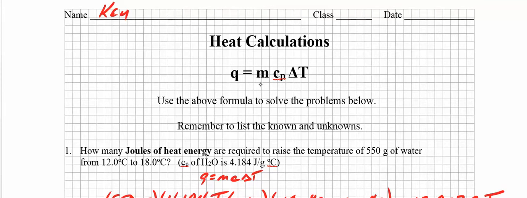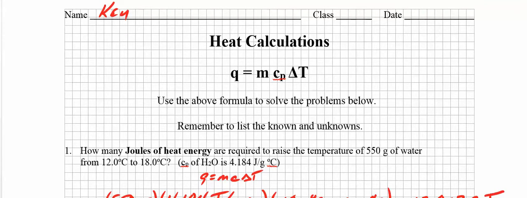M is the mass of that substance measured in grams. C is a variable called specific heat. We'll talk more about this later, but it is unique to each substance. So for example, the specific heat of water would be different than the specific heat of, say, gold or silver. Delta T is the change in temperature in degrees Celsius that we witness in this heat transfer. So let's start with number one.